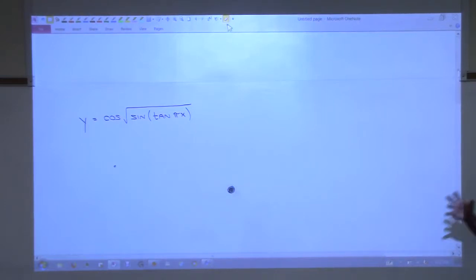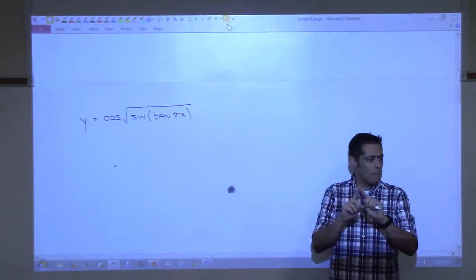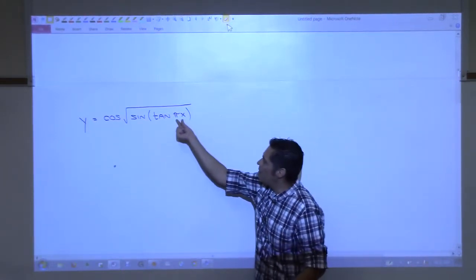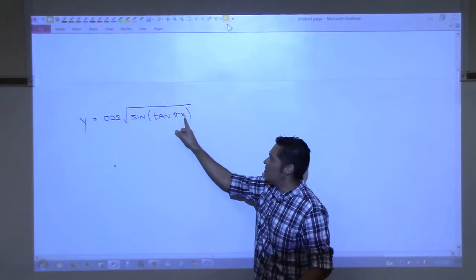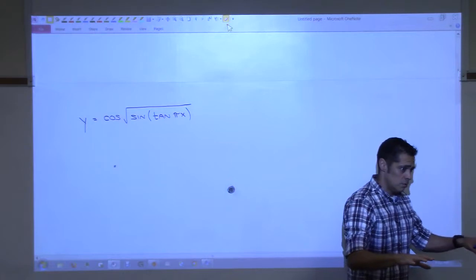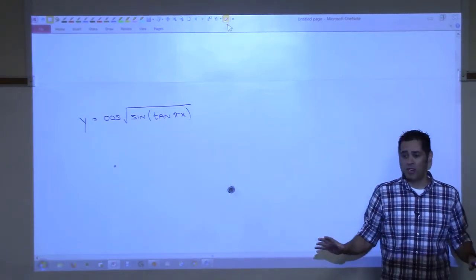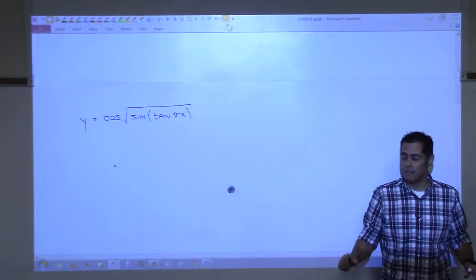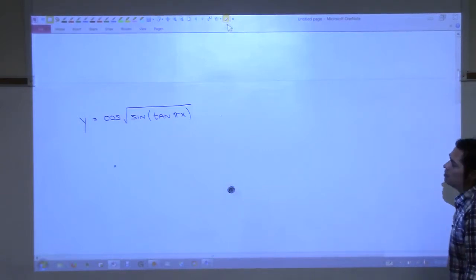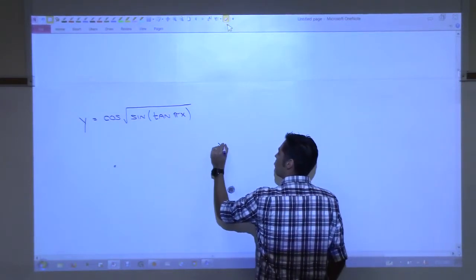So that looks like multiple layers of composition. There's no multiplication, there's no products in here. Well, the only product we have is right there, but that's a constant times a function, right? So we don't have any product rule. We don't have any quotient rule. All we have is chain rule here. Agreed? Okay, so let's start with the outer function first.